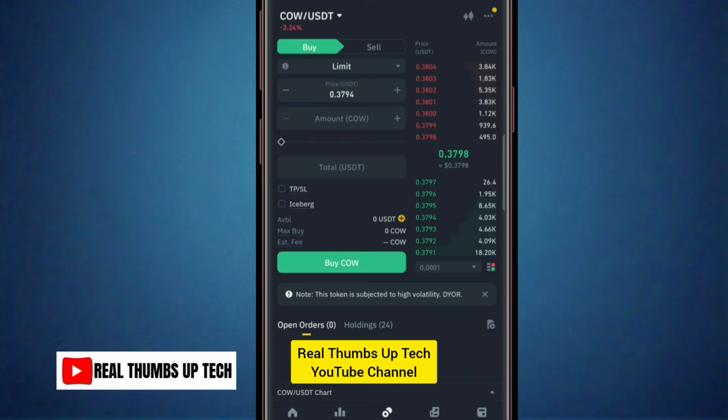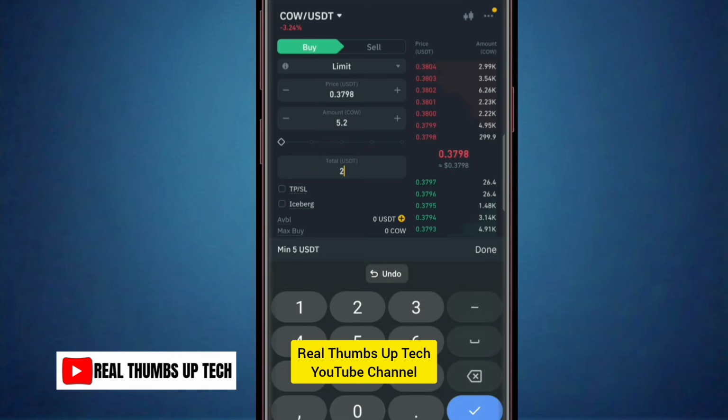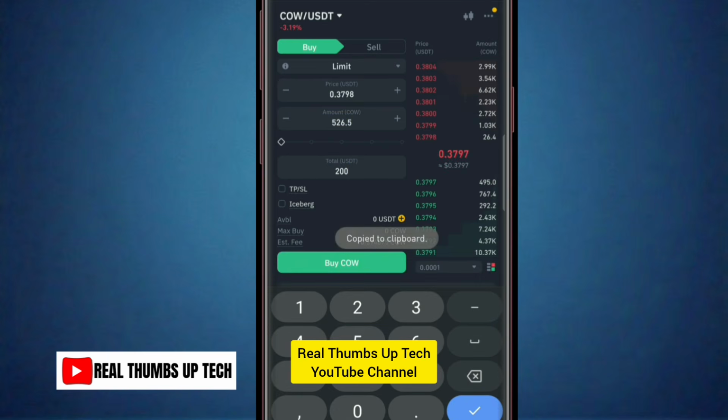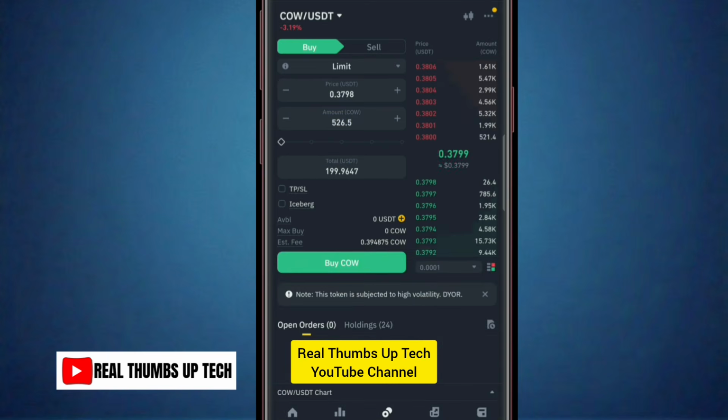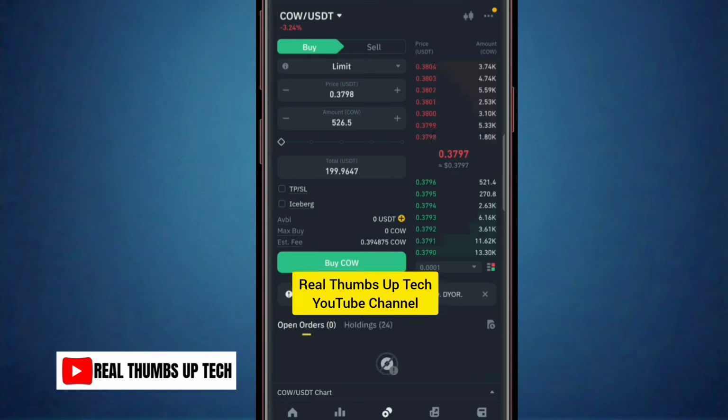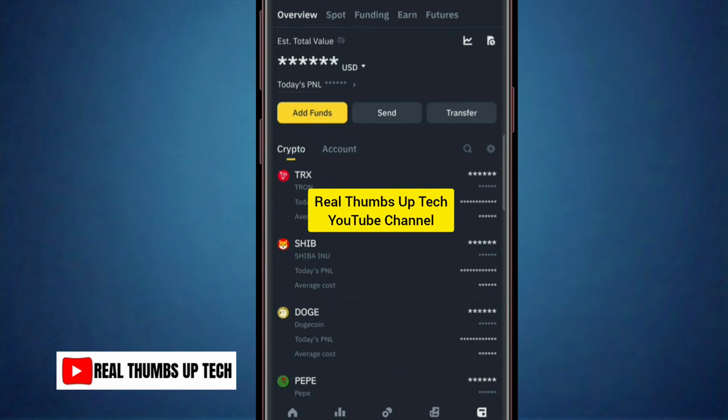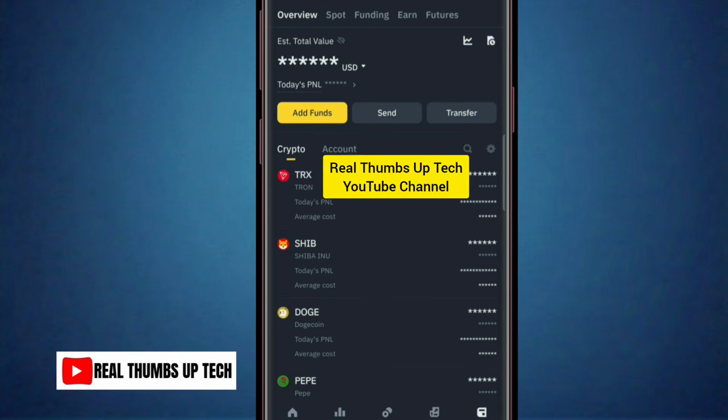So you now come over here that says total USDT. You enter like 200 USDT, for example, at 0.3798. We'll be getting around 526.5 COW. Please mind you that after placing this order, you now go over to buy COW and place the order. When your order fills, that is when you will have the coin. So you now go over to asset to transfer the coin over to KuCoin that sells higher price.